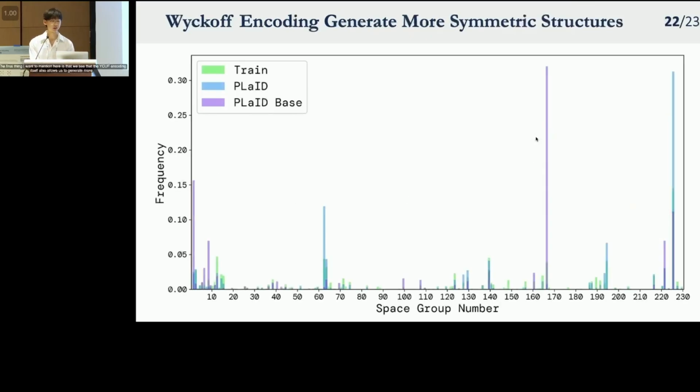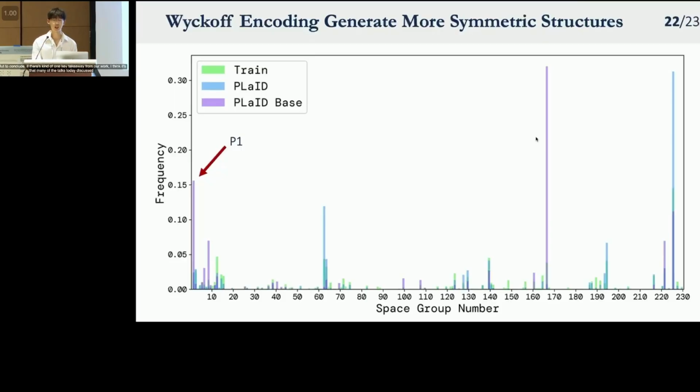The final thing I want to mention here is that the Wyckoff encoding itself also allows us to generate more symmetric base structures. Looking at P1, which is our least symmetric space group, we see that the base model has a much higher percentage of these low symmetry structures.